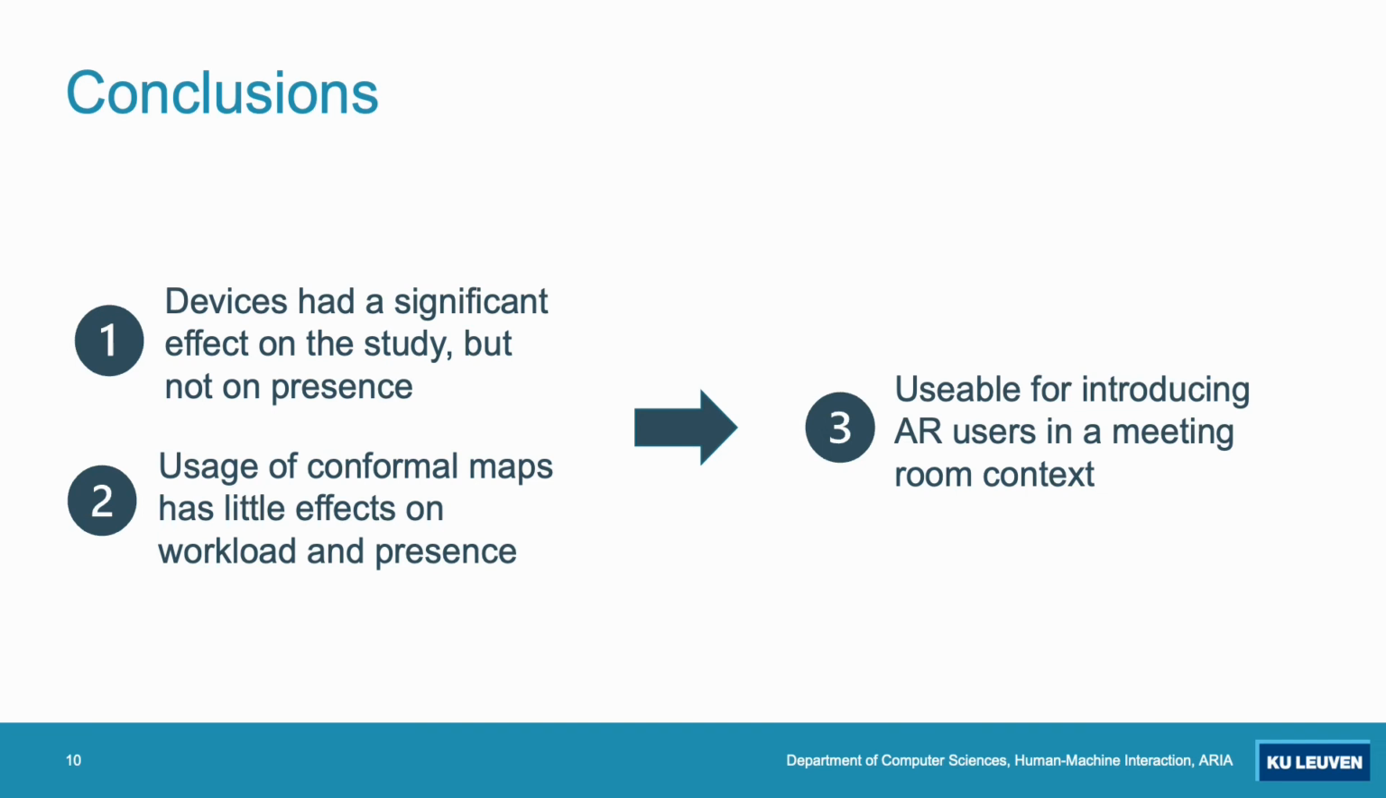So taking those metrics into account, we can say that the devices had a significant effect on the study. There are differences between VR and AR, but no effects on presence that could hinder the results of the study. And next, we can say that the usage of the conformal maps to warp the tables has very little effect on the workloads and presence, meaning that it doesn't really matter for the participants if the table is mapped or not.